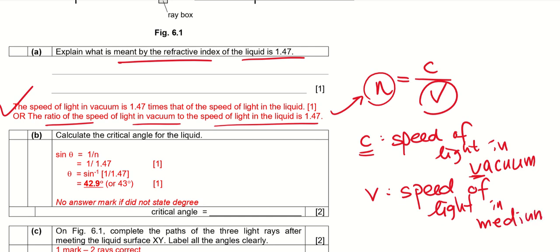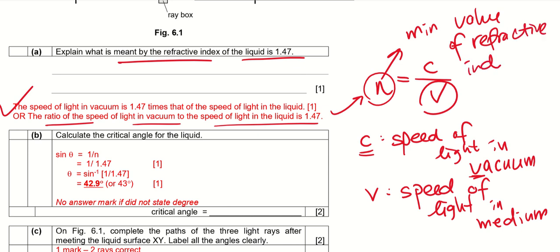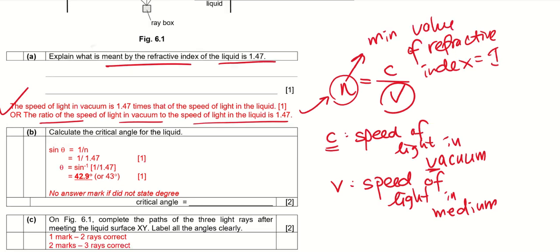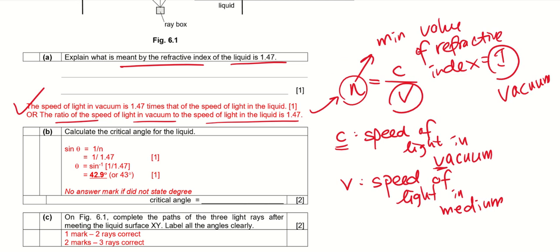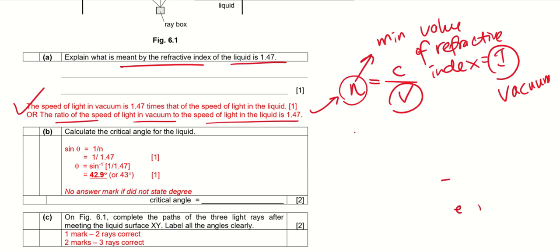One thing to take note is that the minimum value of N, of any refractive index, is 1. Minimum value of refractive index is 1, which actually belongs to vacuum, because vacuum has nothing, right? So the speed of light is the fastest in vacuum. So later on, if you do your calculation and you get N to be less than 1, that means your answer is incorrect. Take note. I'm going to erase this to get more space.